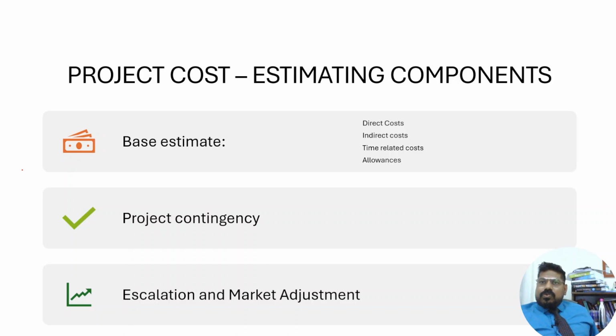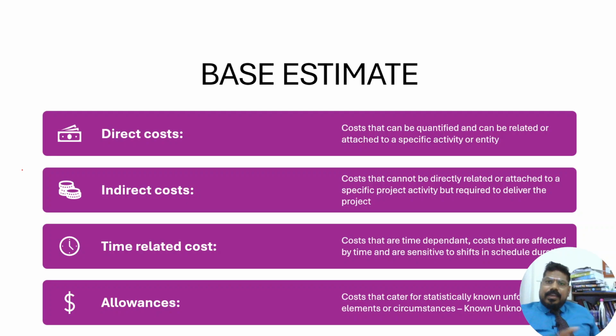All right, so the next is project cost estimating components. Base estimate is direct cost, indirect cost, time related cost, and allowances. Then project contingencies, escalation, and market adjustment. Again, direct cost includes cost that can be quantified and can be related to or attached to a specific activity or identity.